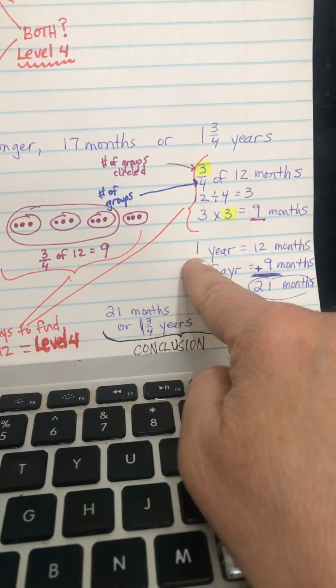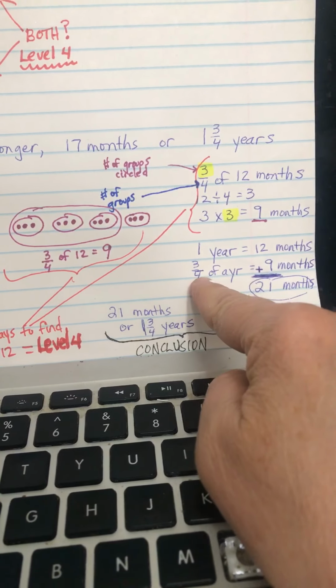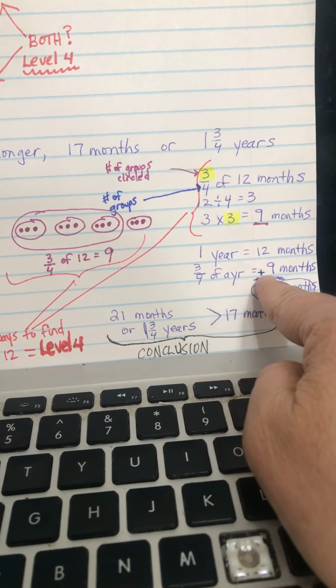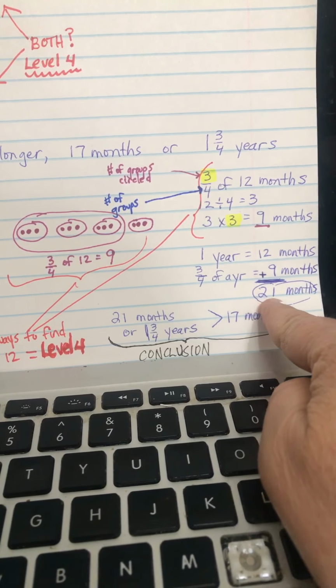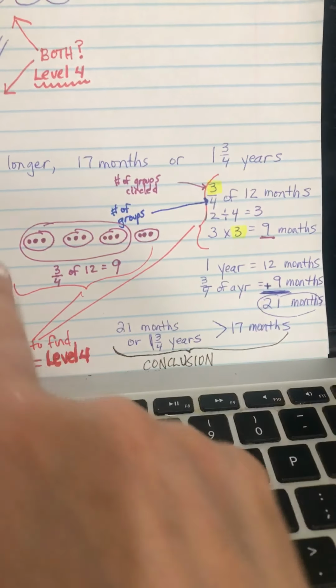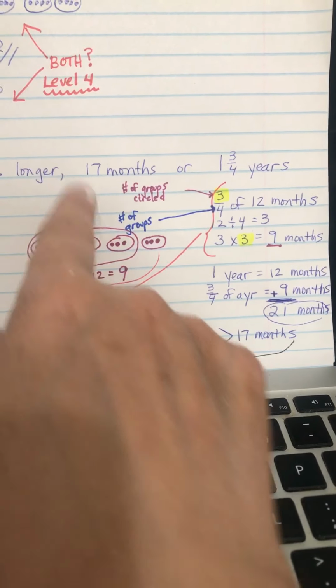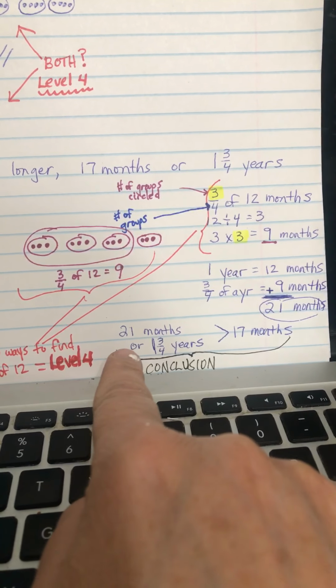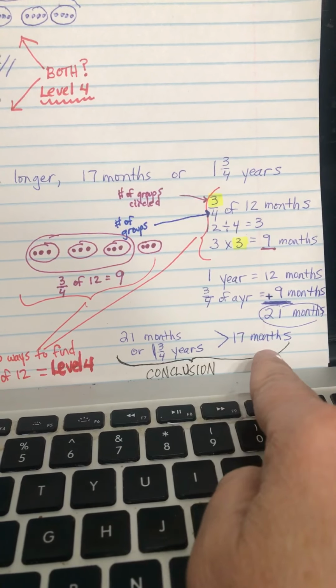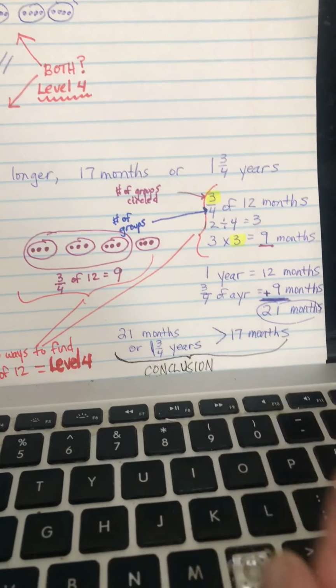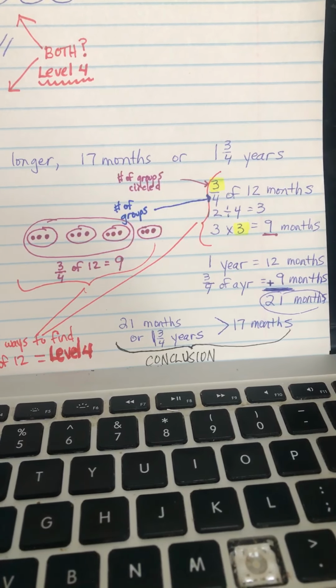So, like I said earlier, 1 year is 12 months. 3/4 of a year now we have figured out is 9 months. Now if I add those up, I get 21 months altogether. And then I'm going to go back, I'm going to compare it to 17 months. Clearly 21 months, or 1 3/4 years, is greater than 17 months. And that's my answer. If I did that correctly, we've got a 3+.